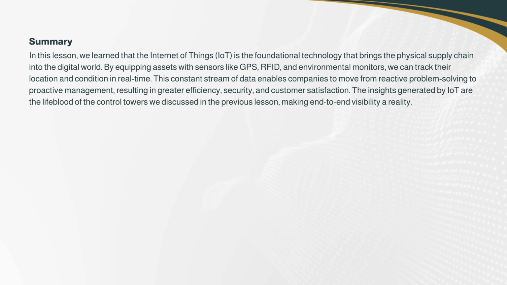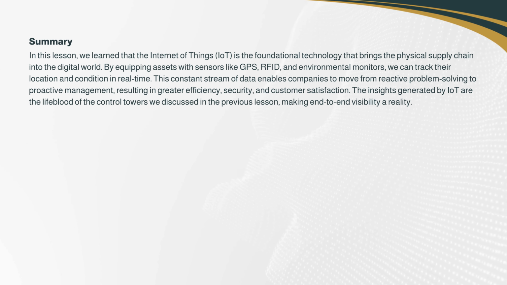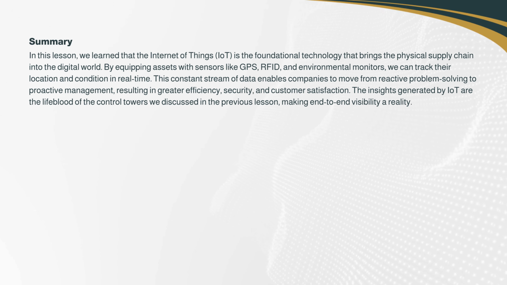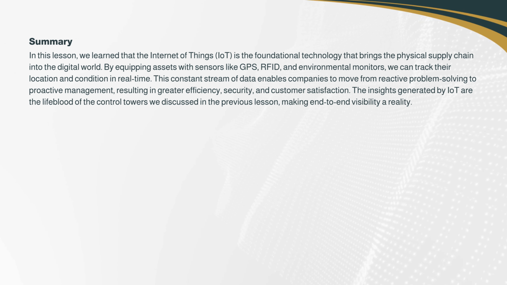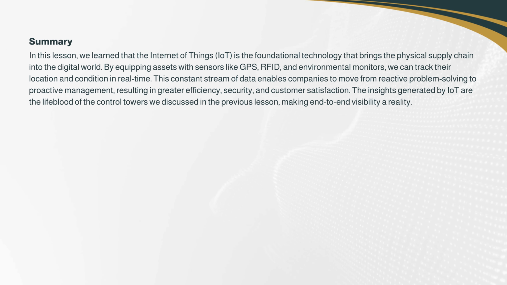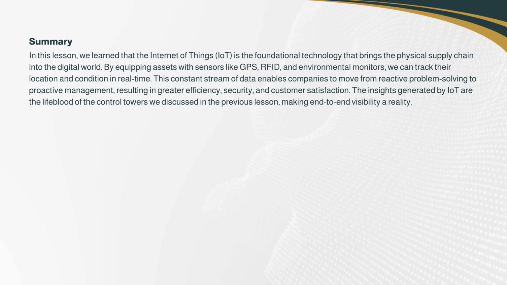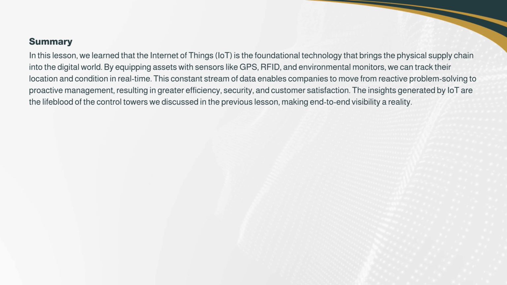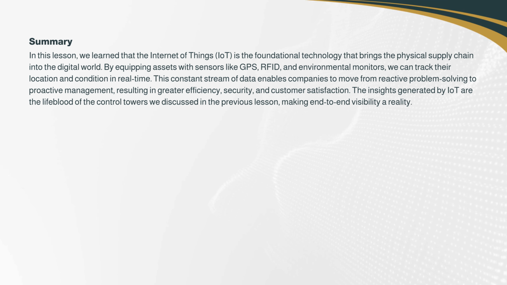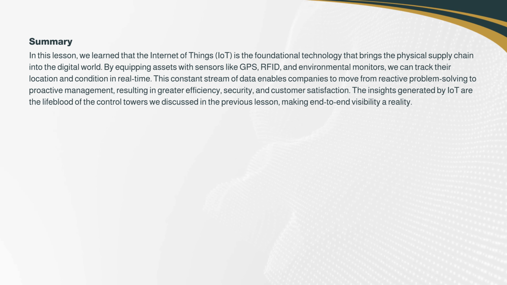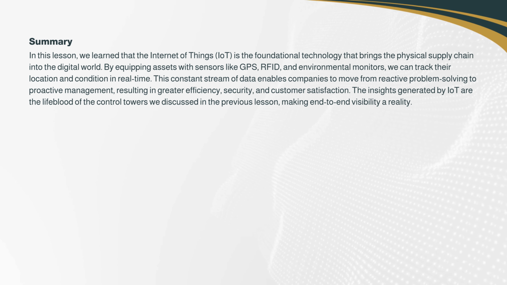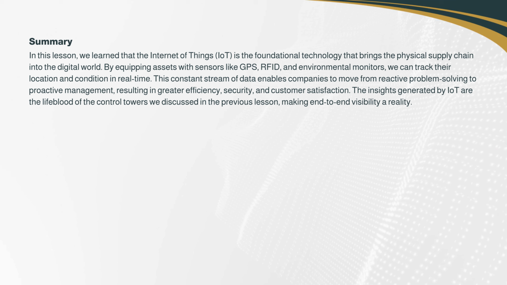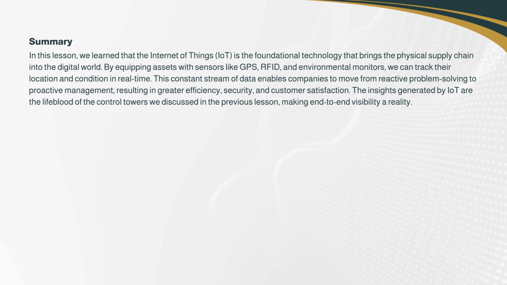Summary. In this lesson, we learned that the Internet of Things, IoT, is the foundational technology that brings the physical supply chain into the digital world. By equipping assets with sensors like GPS, RFID, and environmental monitors, we can track their location and condition in real time. This constant stream of data enables companies to move from reactive problem solving to proactive management, resulting in greater efficiency, security, and customer satisfaction. The insights generated by IoT are the lifeblood of the control towers we discussed in the previous lesson, making end-to-end visibility a reality.